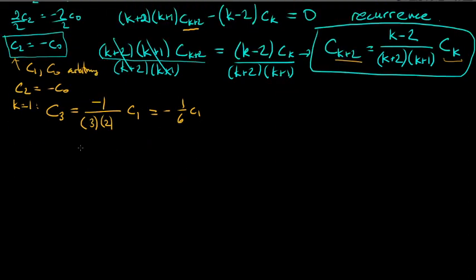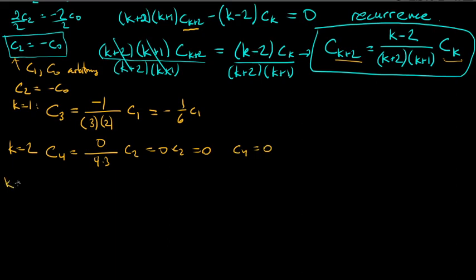Okay, moving on, let's do C4, right? C4, so that's going to happen when k is 2. So when k is 2, we're going to get 0, right? 2 minus 2 is 0. 0 divided by, whatever, right? It's 4 times 3, but it doesn't matter. Times C2. So this is going to be 0 times C2, which is 0. Okay, so C4 is 0.